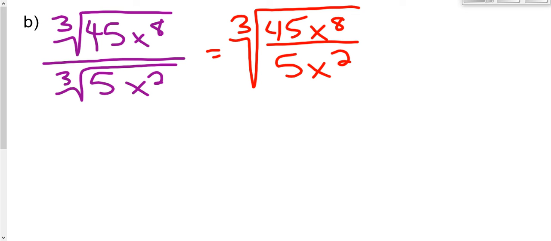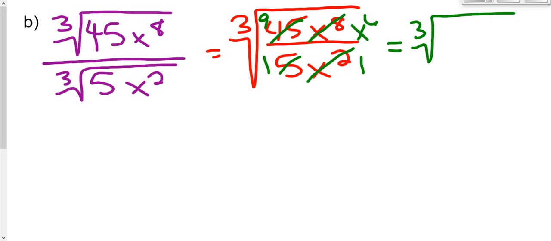Now I can actually simplify the fraction inside of this radical. 45 and 5 have a GCF of 5. 45 divided by 5 is 9. 5 divided by itself is a 1. x squared and x to the 8th have a GCF of x squared. So x to the 8th divided by x squared is x to the 6th. I would have 6 left over. And x squared divided by itself is 1. So now all we really have is a denominator of 1. We can make that denominator go away. All I really have is the cube root of what was left in the numerator, which was a 9 and an x to the 6th.